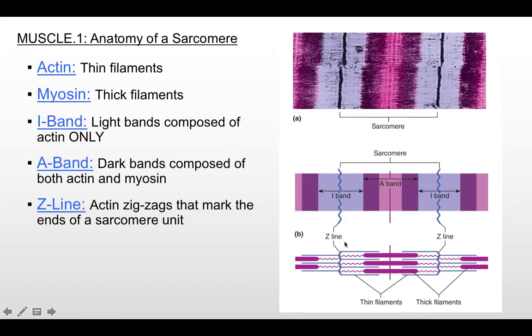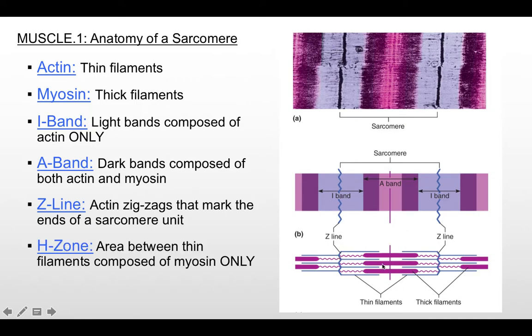Through the I bands, we have those Z lines. They're sort of like anchors for the actin as it extends out towards the myosin, but you'll see these very clear zigzag structures that mark the ends of a sarcomere unit. So from Z line to Z line, that is one sarcomere.